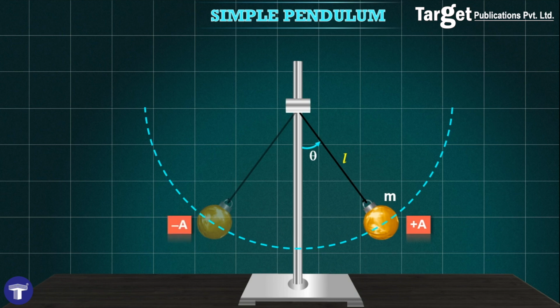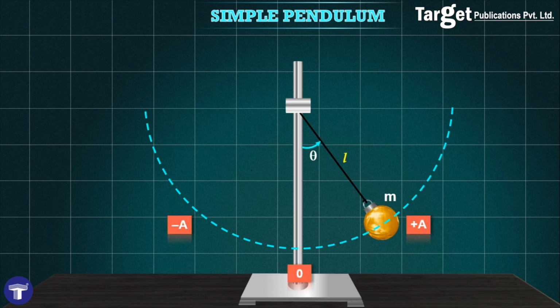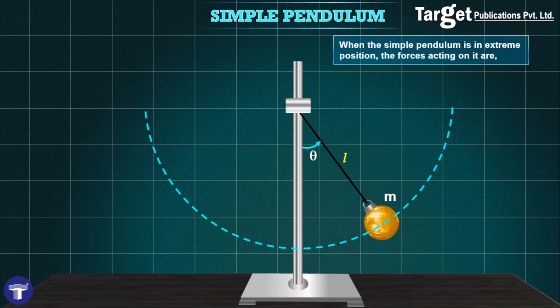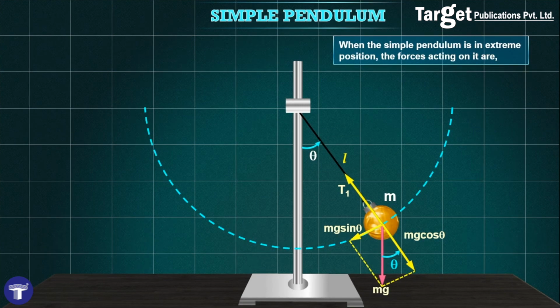Now let me draw the free body diagram of this bob at the extreme position. The forces that act on this bob at the extreme position are simply the weight of the bob acting downwards and the tension in the string acting towards the point of suspension. As you can see, we have resolved the weight into two components. One is the mg cos theta component acting opposite to the tension, while the other is the mg sin theta component acting tangentially to the circle that this simple pendulum is describing.